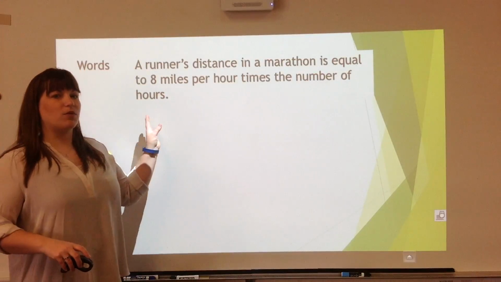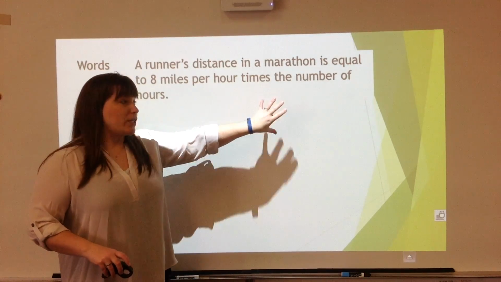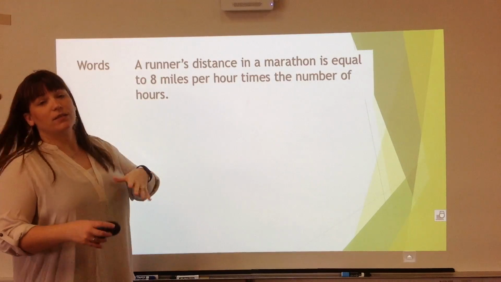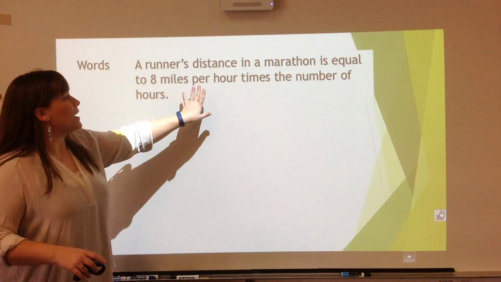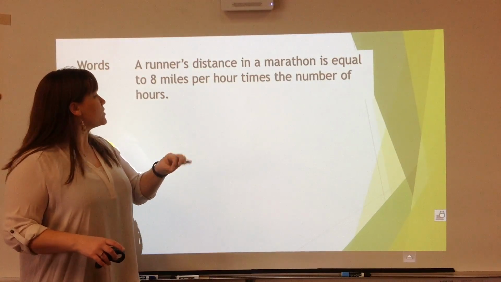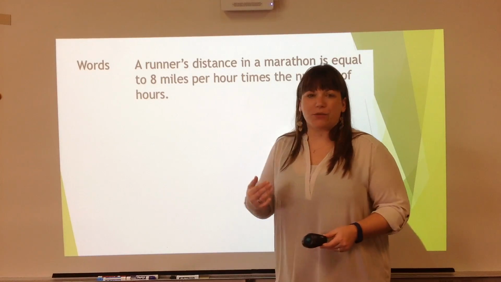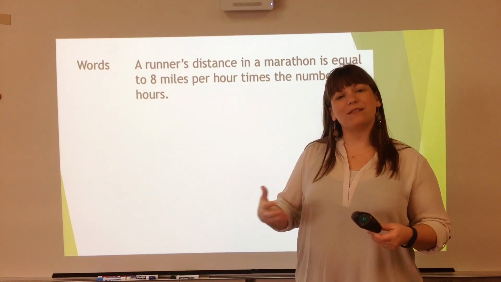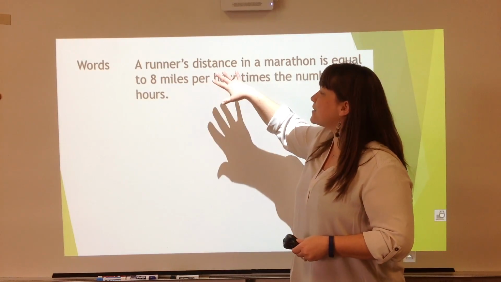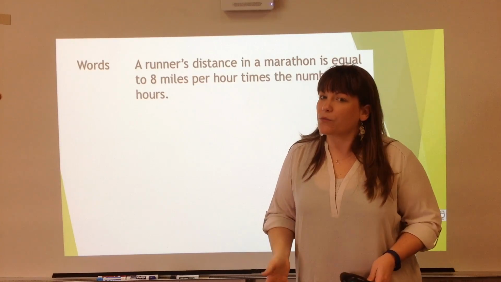So here's an example of a relationship described with words only. We have a runner's distance in a marathon being equal to 8 miles per hour times the number of hours. This could work for any kind of situation. Say the runner runs for 1 hour. Say the runner runs for 10 hours. We can see this relationship and find the distance related to how many hours he's out running or she's out running.